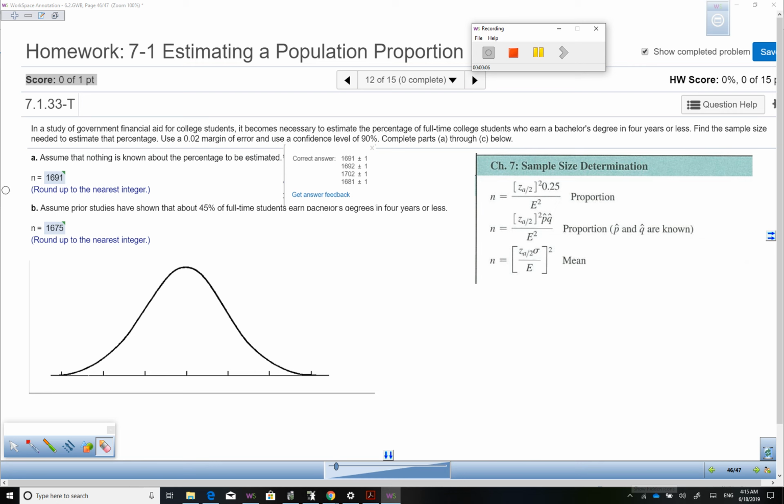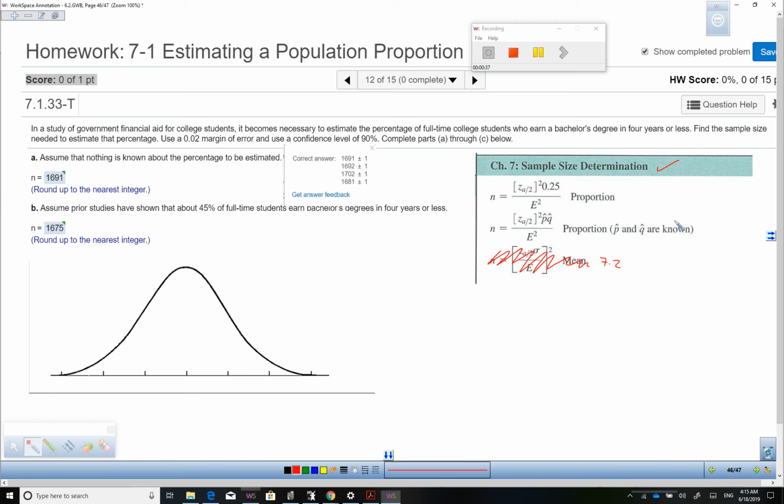Okay, this is problem number 12 on chapter 7, section 1. This problem is about sample size determination. We use these two formulas for this section. We don't use this one in this section right here. That is for section 7.2.